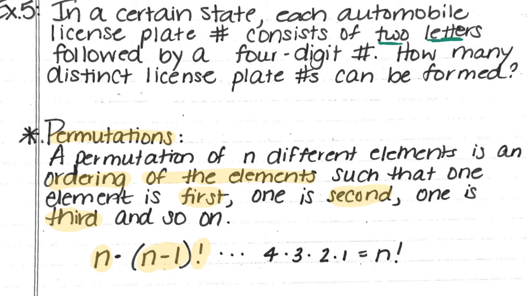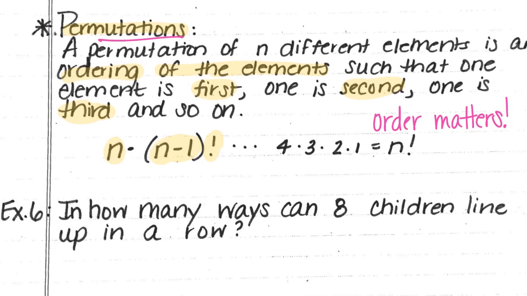Now let's talk about it. In a horse race, there is one horse that comes in first, one that comes in second, and one that comes in third. And order matters here because remember, that first place horse didn't come to make third place. So remember, in permutations, order matters. So let's look at one in which order matters.